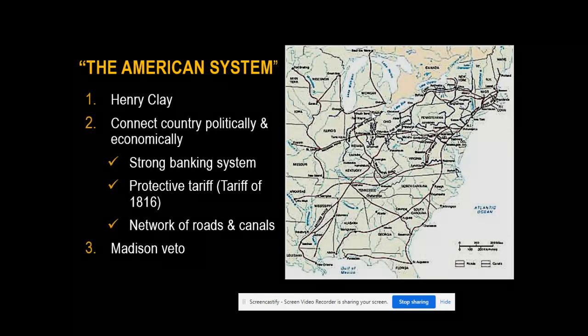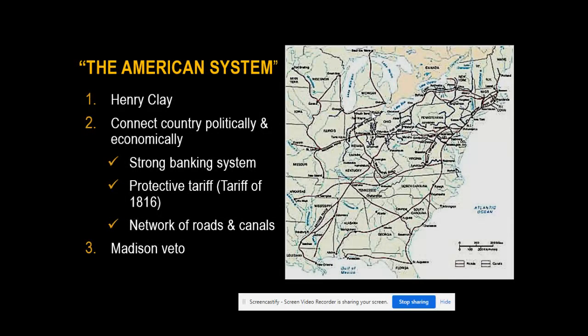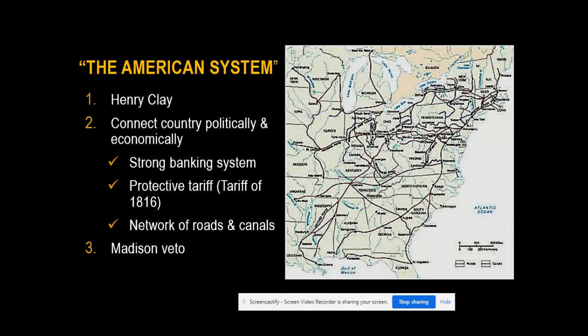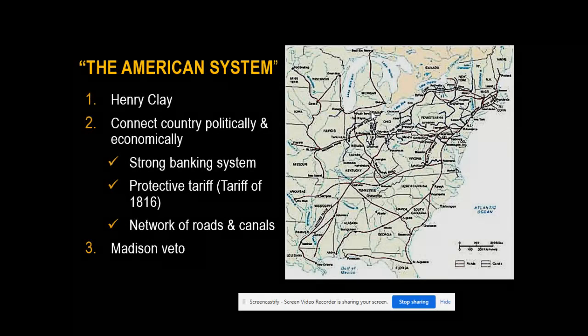The idea is that this is supposed to connect the country politically and economically. Henry Clay's system says that if we are economically dependent on each other, then we are more apt to be politically cooperative. And that makes sense. When we get into foreign policy in the 20th century, building economic ties with other countries to form political ties is going to be a key aspect of American foreign policy. But ultimately, Madison's going to veto it.